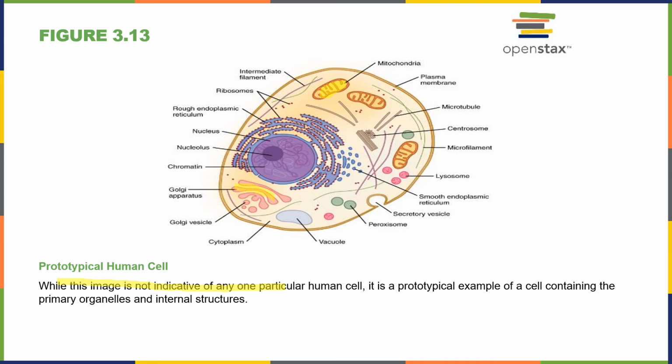Golgi apparatus is really pretty distinct. We've got these flattened membranes that are releasing these vesicles. Vesicles are coming up to the membrane and releasing whatever's there. Vesicle could be quite larger in an animal cell. There's our nucleus, nucleolus, chromatin, rough ER, smooth ER, centrosome.